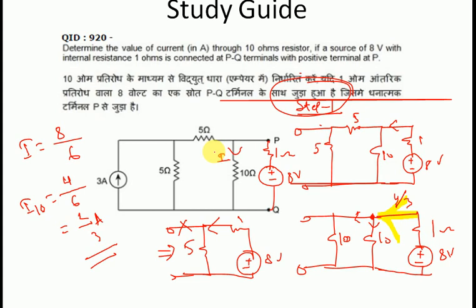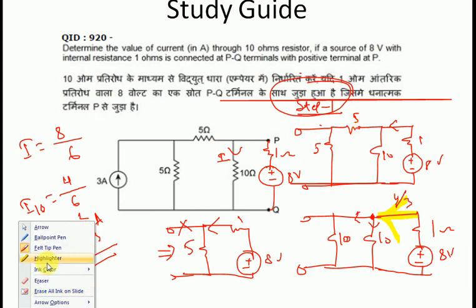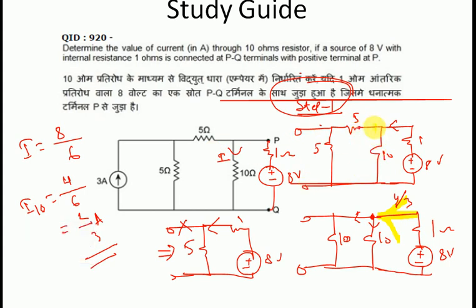Again I am repeating: the 8 volt source is connected with the 1 ohm resistance in series, connected with the 10 ohm, which is connected with the 5 ohm and 5 ohm. The current source will be an open circuit for step 1. Now the 5 ohm and 5 ohm are in series, because the current which enters from this part will move to this part, so there is no parallel branch of the current. So this is a series circuit, so there is a 10 ohm and it is also 10 ohm, so both are 10 ohms.